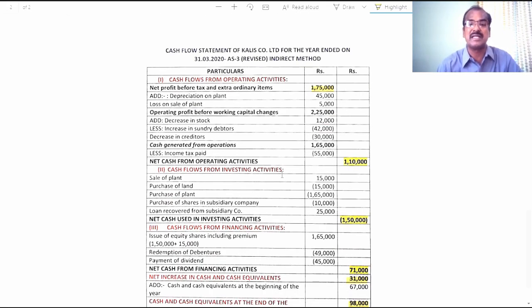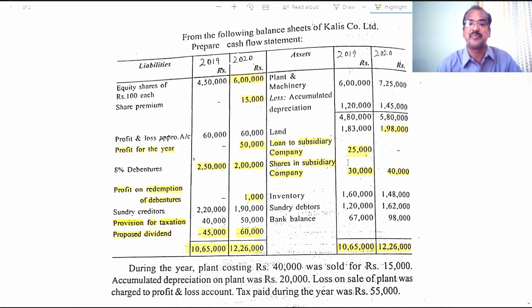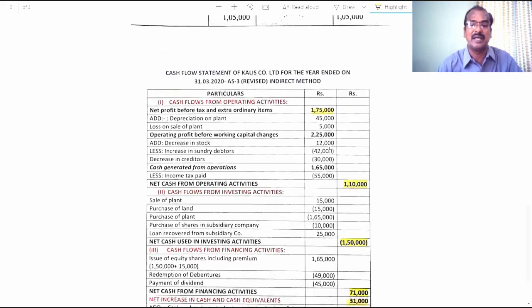Cash flow from investing activities: sale of plant 15,000. Yes, we remember a plant costing 40,000 rupees was sold for 15,000. Here the sale proceeds are recorded as cash inflow. Let's not worry about the loss incurred in this transaction at this stage. Purchase of land 15,000, I explained it when I took you through the problem. You find the land value is increased by 15,000. Therefore, this is nothing but purchase of land.